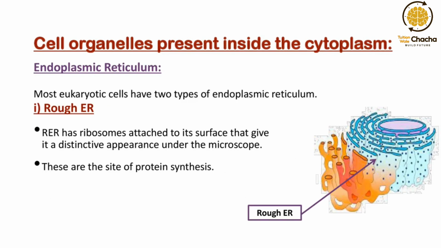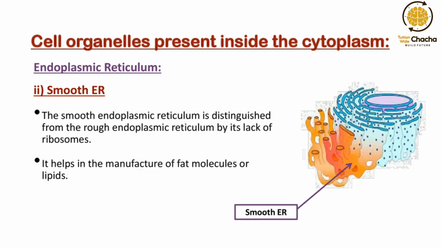Endoplasmic reticulum. Most eukaryotic cells have two types of endoplasmic reticulum. 1. Rough ER has ribosomes attached to its surface that give it a distinctive appearance under the microscope. These are the site of protein synthesis. 2. Smooth ER. The smooth endoplasmic reticulum is distinguished from the rough endoplasmic reticulum by its lack of ribosomes. It helps in the manufacture of fat molecules or lipids.